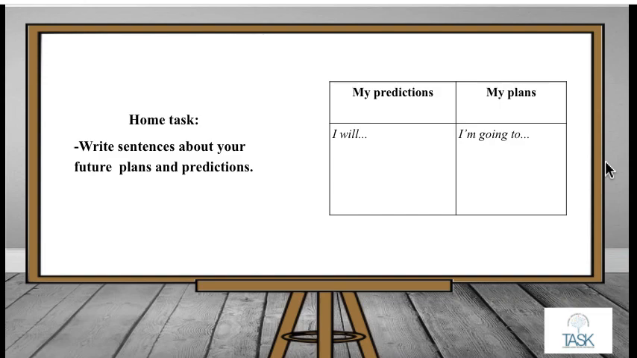And here you have a home task. You should write sentences about your future plans and predictions. You can read the situation again and do this task related to it. You are going to talk about your predictions and your plans. For predictions, you use will, and for plans, you use going to.